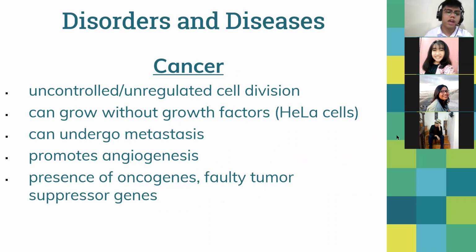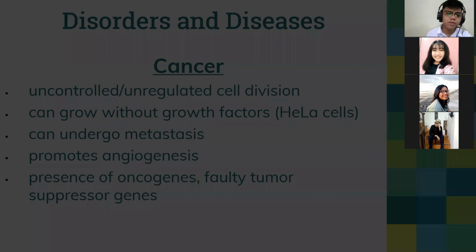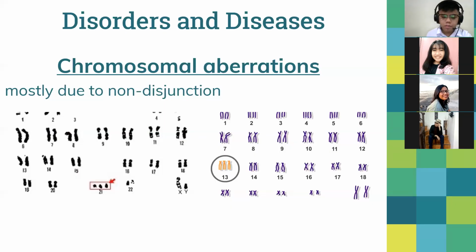So cancer, di ba, we have also a lot of types of cancer. Okay? So let's move to chromosomal aberrations, another disorder or disease which involves the cell division. No? Most of these diseases, or actually most of the abnormality that we can observe in chromosomes is due to what we call non-disjunction. What is non-disjunction? Non-disjunction is basically the failure of these chromosomes to divide properly.